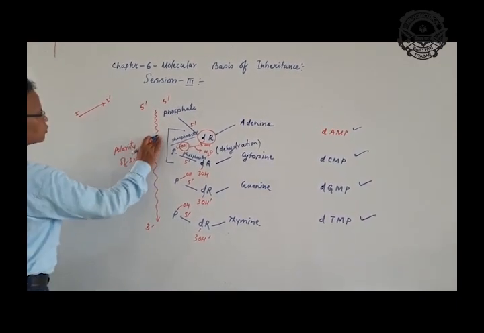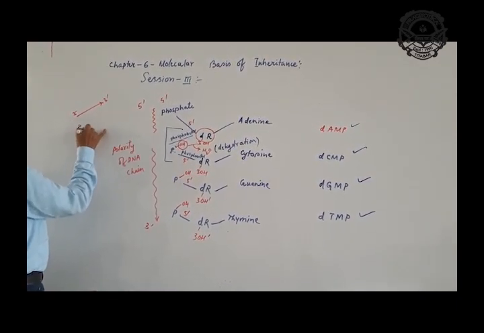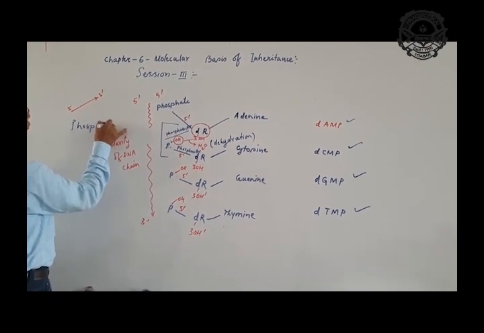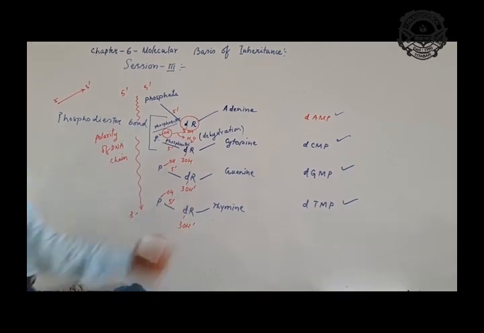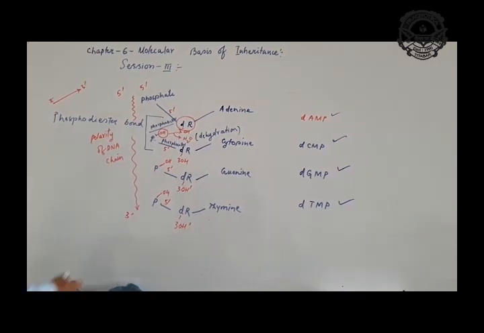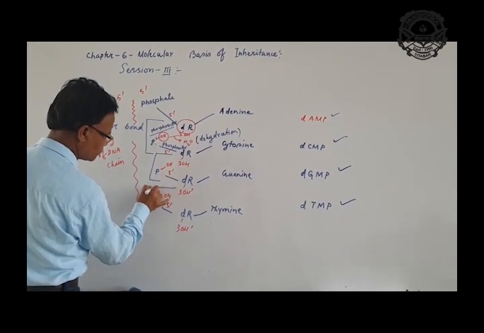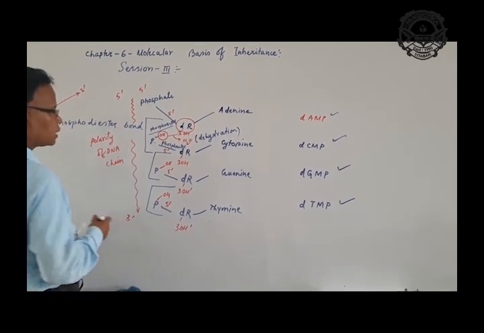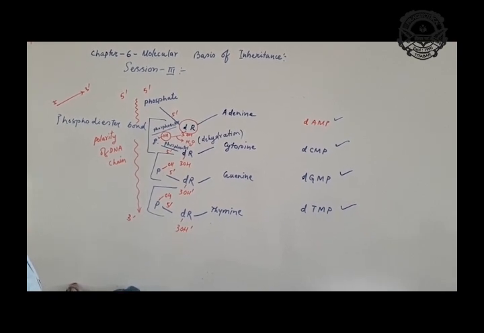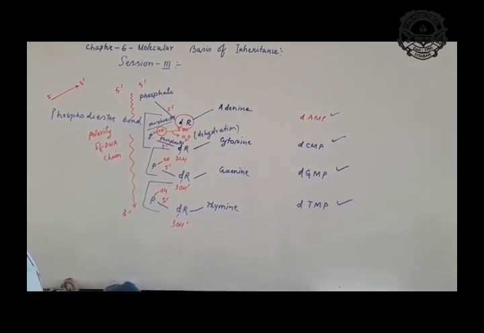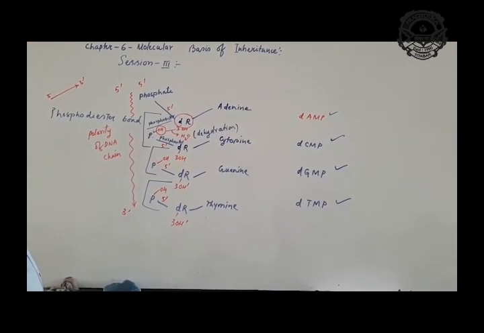This bond we can call a phosphodiester bond. This is the so-called phosphodiester bond. So again, this is the phosphodiester bond. What we are ultimately obtaining is that phosphodiester bonds serve to join adjacent nucleotides together and form the DNA chain this way.